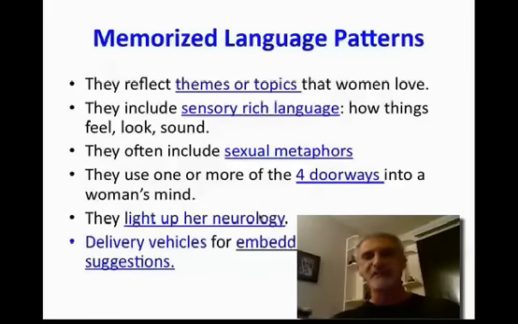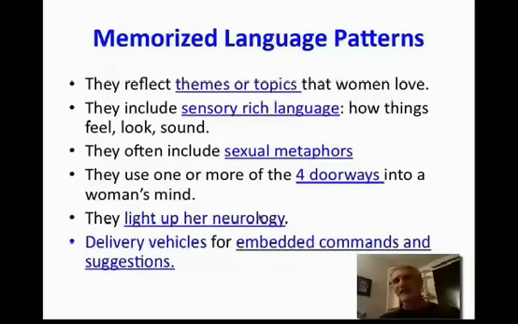So let's talk about memorized language patterns. What are the elements of a really good memorized language pattern, whether it's the blowjob pattern, the Discovery Channel pattern, which we'll go through in detail here in this module, or the incredible connection pattern? There are so many of them I've lost count. Well, first of all, they reflect themes or topics that women love. Well, what do I mean by that?